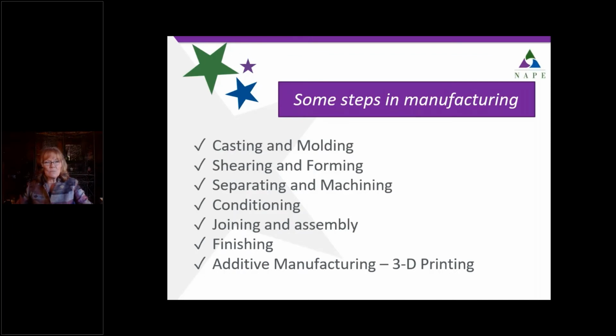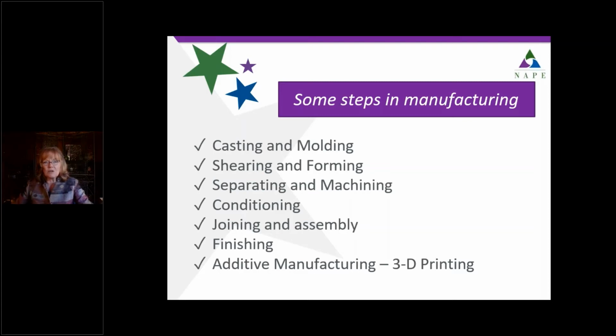Let's take a look at what some of those steps might be. The basic processes of manufacturing systems are casting and molding, shearing and forming, separating and machining, conditioning, joining and assembly, and finishing. And with the new technology, additive manufacturing.